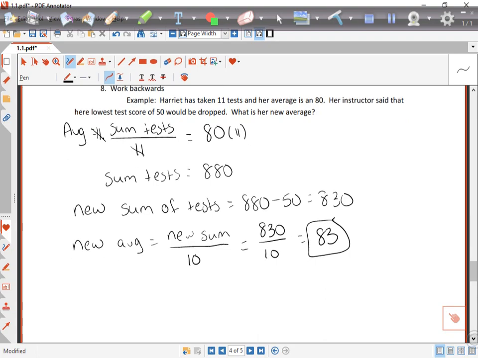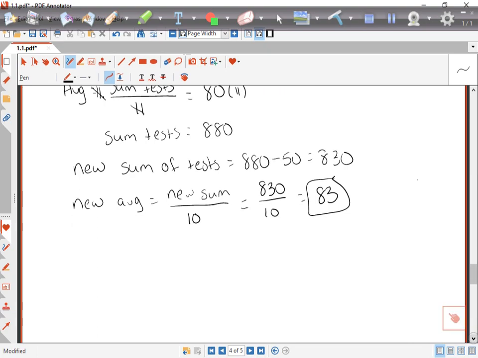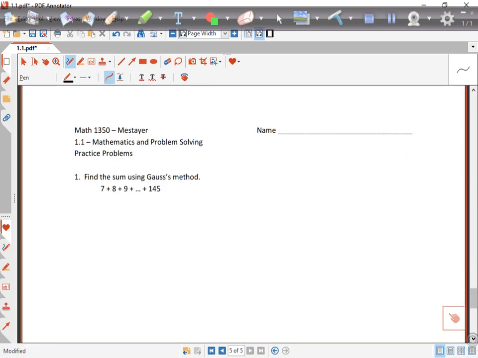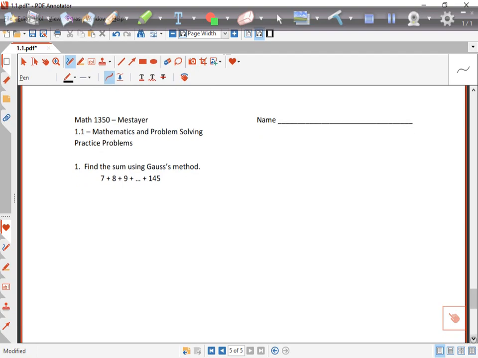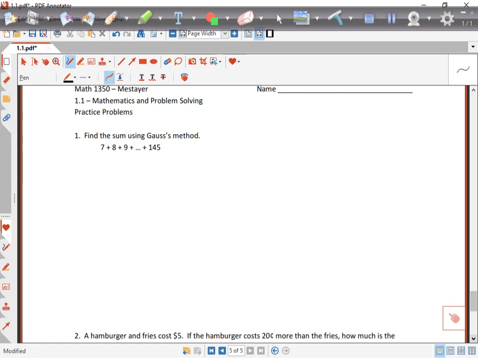Okay, so this is the end of section 1.1. I encourage you to pause the video and try the worksheet. I use these worksheets in class with my students to give them some practice. I will go over them in just a moment, so go ahead and pause it. Welcome back.